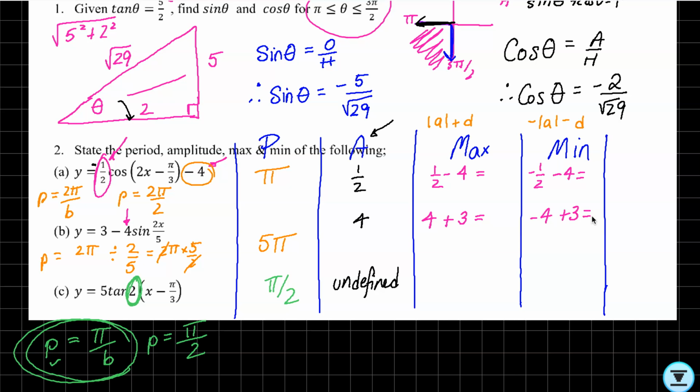And of course, the max for the tan one, well, it's unlimited, really, isn't it? Unlimited. Anyone seen that symbol before? Some of you might have jewelry, infinity. And your minimum is minus infinity.